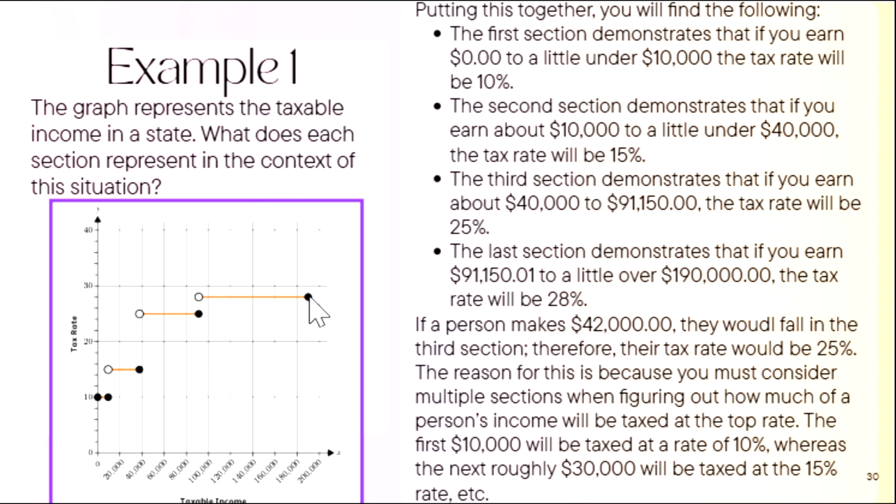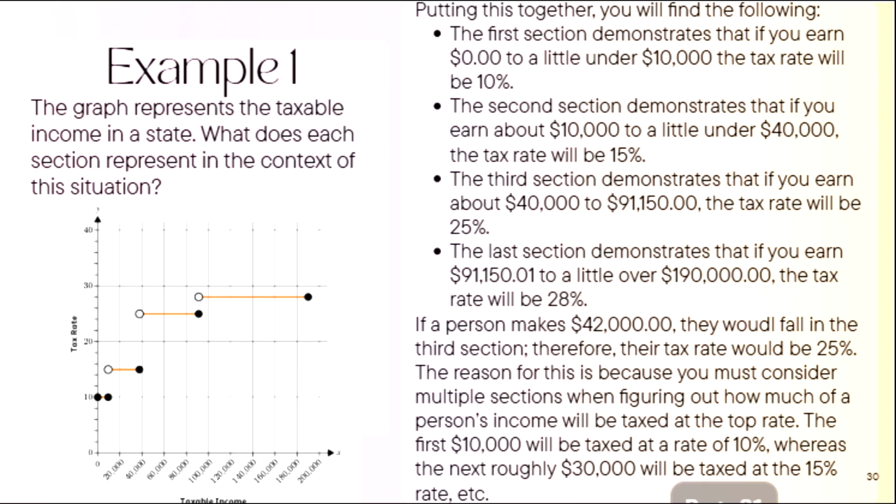If a person makes $42,000, okay, you would come down here and find it somewhere in here, they would fall into this third section. Therefore, their tax rate would be 25%. The reason for this is because you must consider multiple sections when figuring out how much of a person's income will be taxed at the top rate. The first 10%, everybody's paying 10%. Then for the next 30,000, you'll pay 15%. Okay, it's more complicated than you need to worry about.